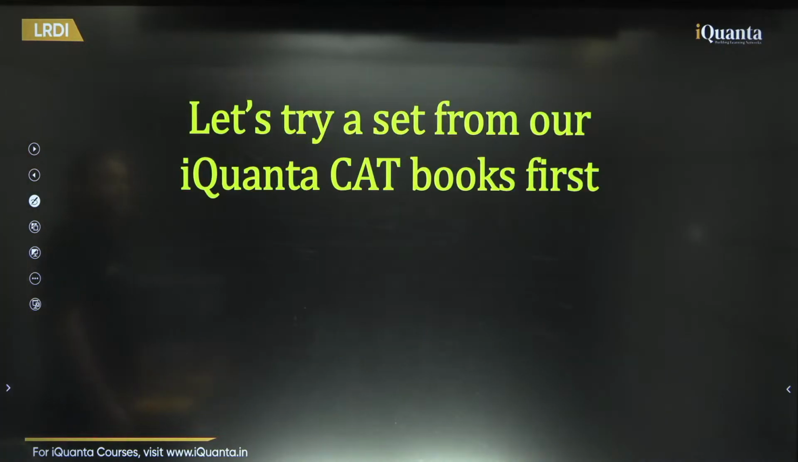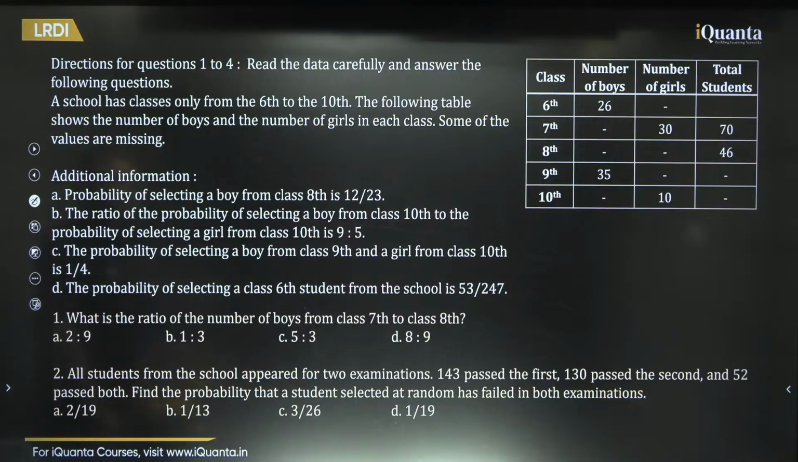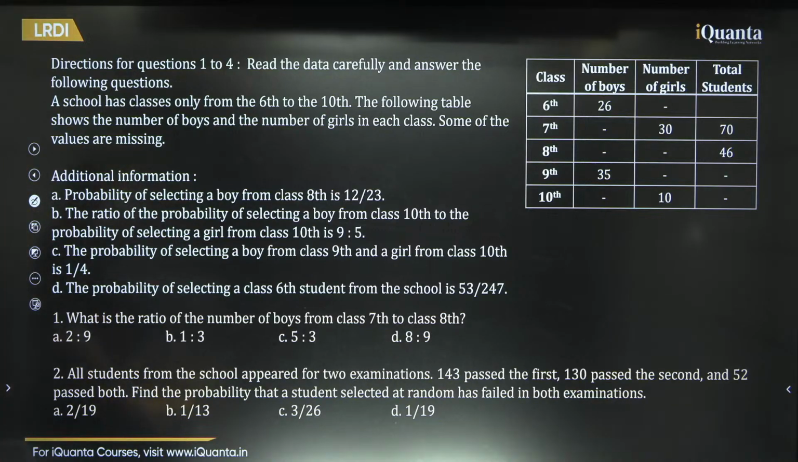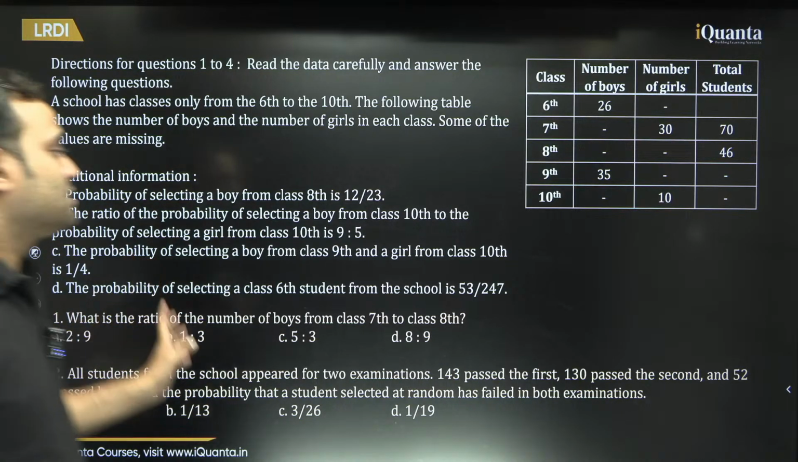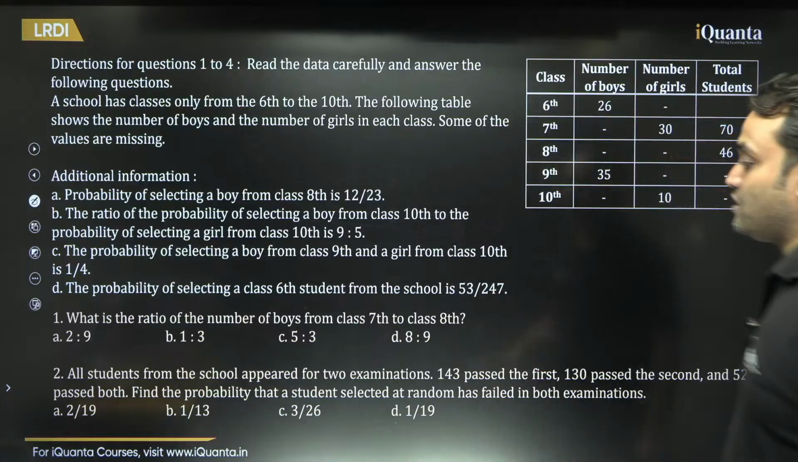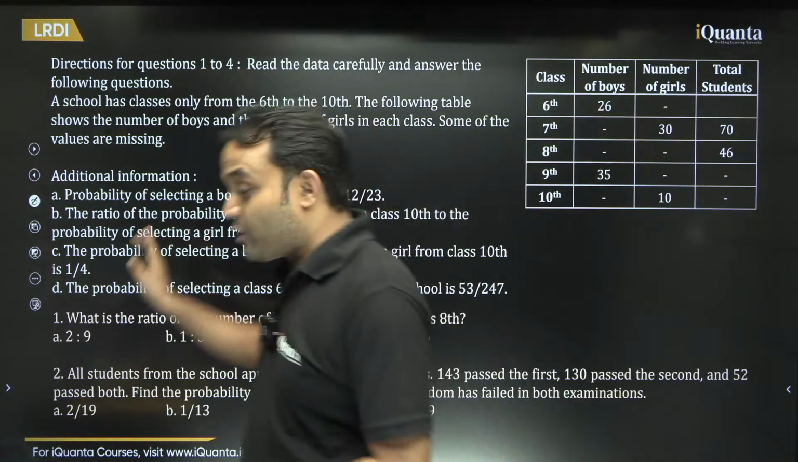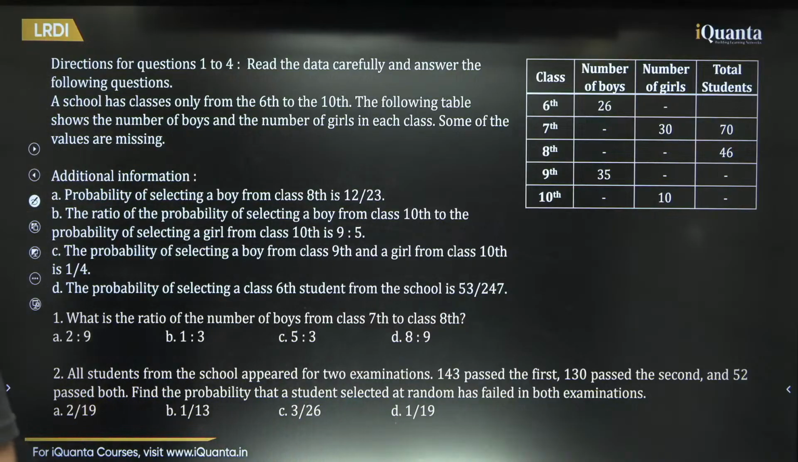So let's try our first set today from our iQuanta CAT books. This is the set. There are 4 questions, 2 questions in this slide, 2 questions in this slide. After some time I will move to the next 2 questions, but first try this set, try to solve these 2 questions. As you can see, there is the word probability in this set. So this question is based on basic applications of probability. Okay, try this one and then we are going to discuss it.